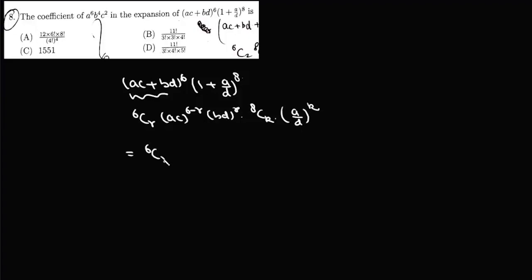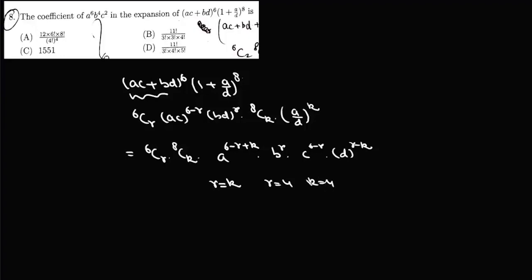which we can write as 6Cr into 8Ck. Now if we take powers of a together, it will be a to the power 6 minus r plus k, then it will be b to the power r, c to the power 6 minus r, and d to the power r minus k. Now the power of a is 6. That means we'll get r equals k. The power of b is 4. That means r equals 4 and k equals 4.